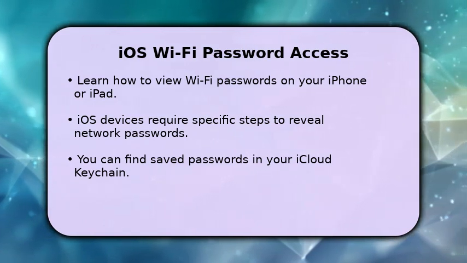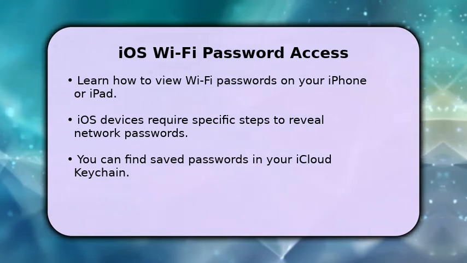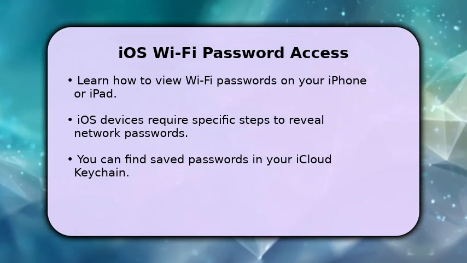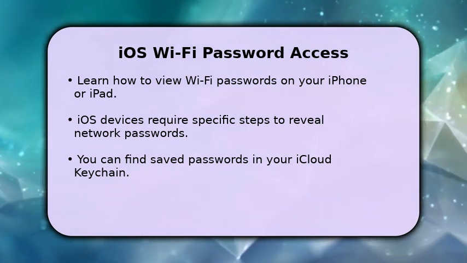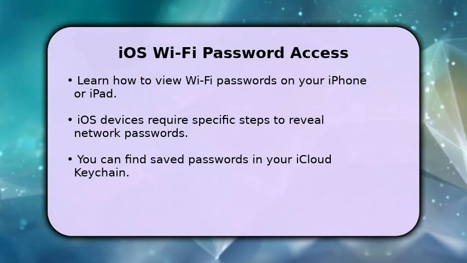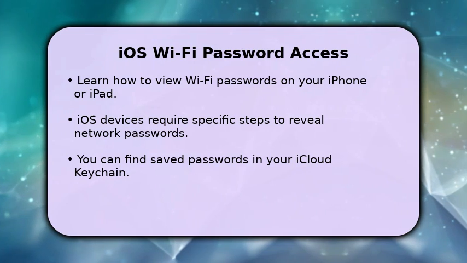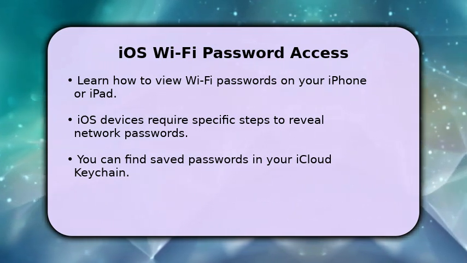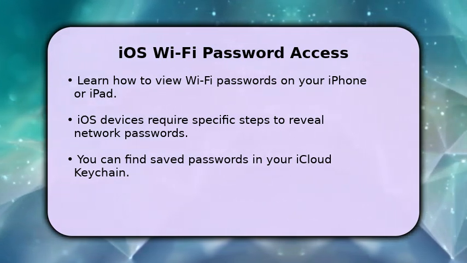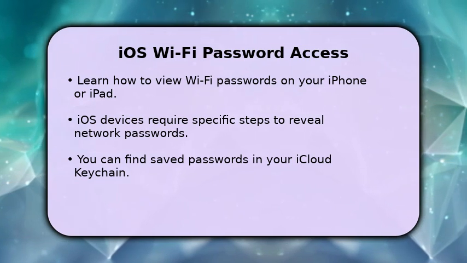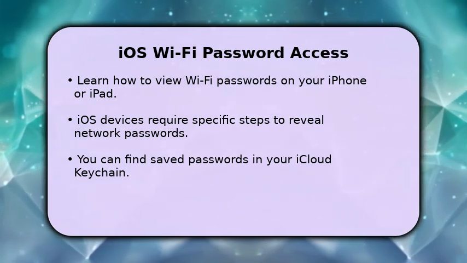Finally, let's look at iOS devices like iPhones and iPads. While iOS doesn't directly show the password for the currently connected network in Settings, you can access it through iCloud Keychain. Go to Settings, then Passwords, and search for your Wi-Fi network name. You will need to authenticate with Face ID, Touch ID, or your passcode. Once authenticated, you can tap on the entry to view the saved Wi-Fi password, making it easy to share.